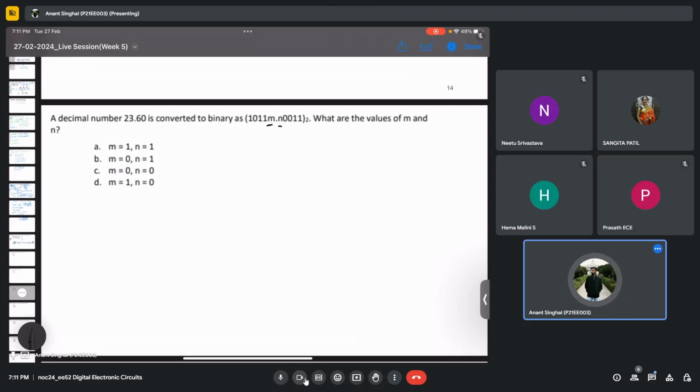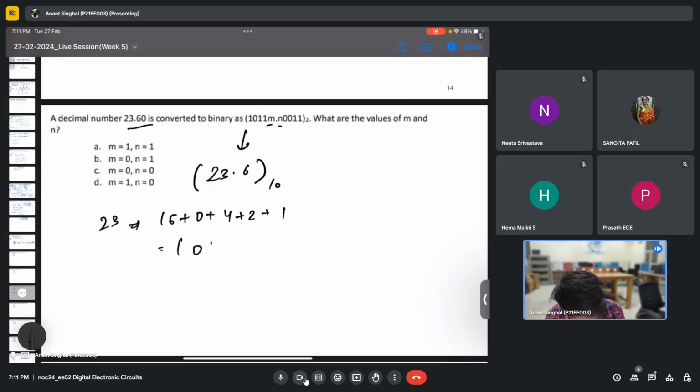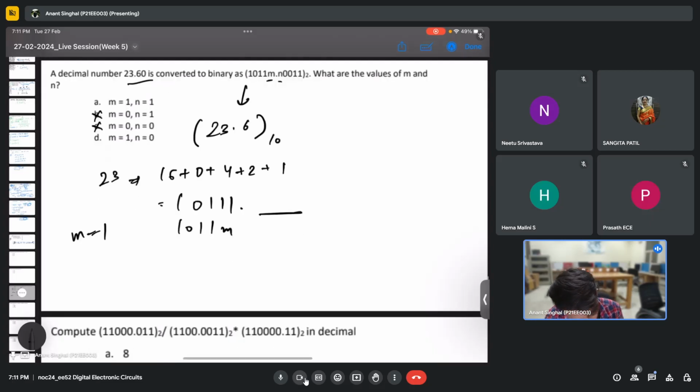Let's try it now. So this is a very basic conversion, which is 23.6 to the base 10 is given. So 23 in decimal will be 16 plus 4 plus 2 plus 1, I guess. So this is 10111 point something will be there. So we can clearly see it is 1011, M is given. So M will clearly be 1. So it will be either A or D.